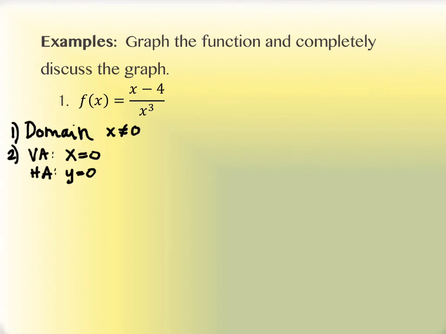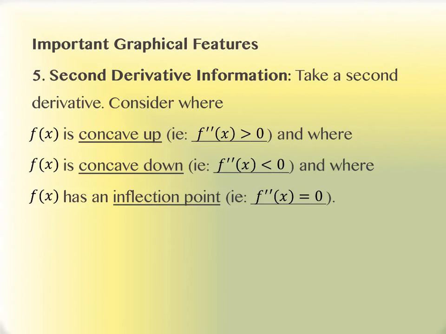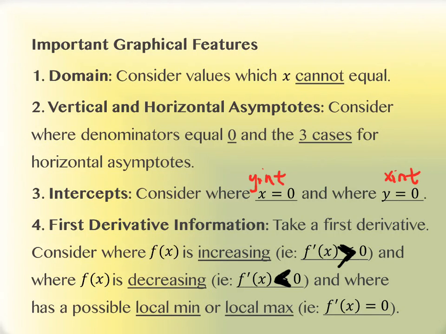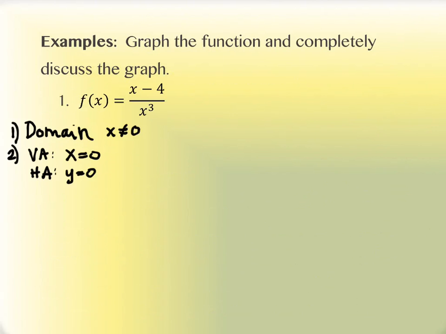You wouldn't have a horizontal one, but you may have a slant one, right? If the degree were exactly one bigger on top, then you would want to do division and find the slant asymptote instead of the horizontal asymptote. I didn't include that underneath number 2, but it is a possibility that you could have a slant asymptote instead of a horizontal or a vertical. So keep that in the back of your mind. Okay, so that's all my asymptotes. The third issue is going to be intercepts. Let's do the y-intercept first. If I'm looking for the y-intercept, what do?